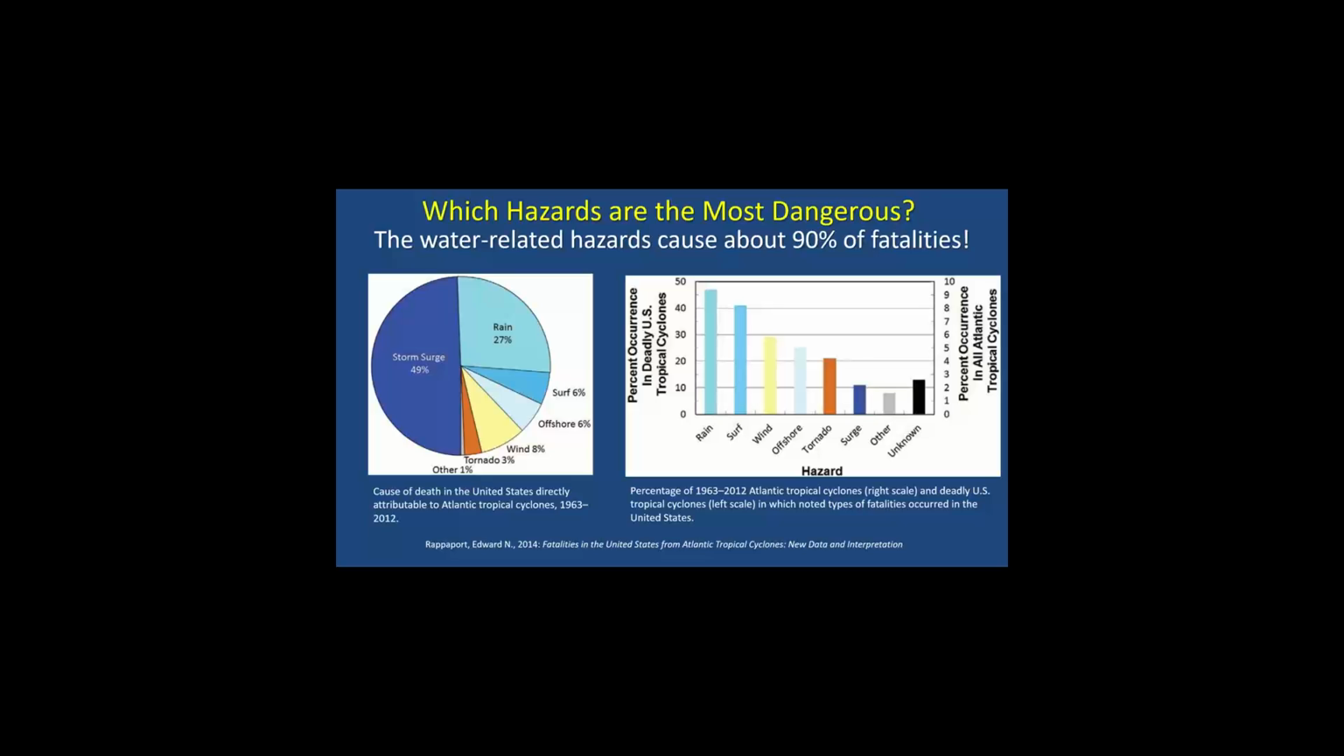And so that's what this pie chart on the left is telling us. The bar chart on the right, what is it saying? It's saying that 10% of storms have at least one fatality from storm surge. But 50% of storms have at least one rainfall-related fatality.